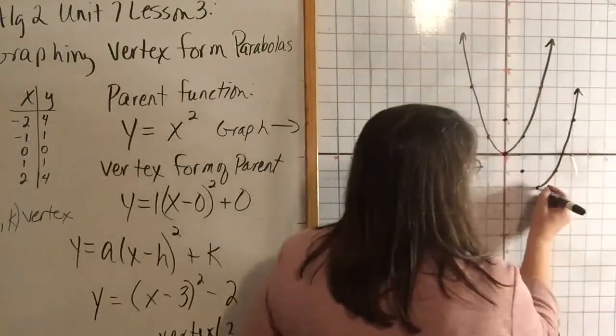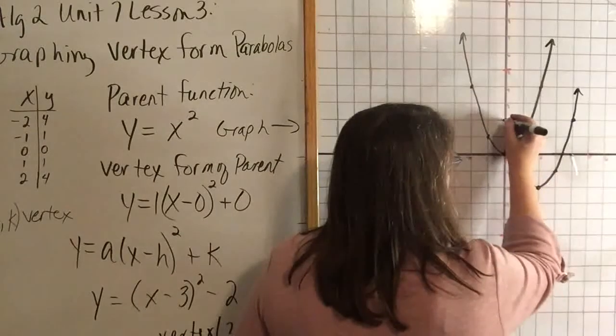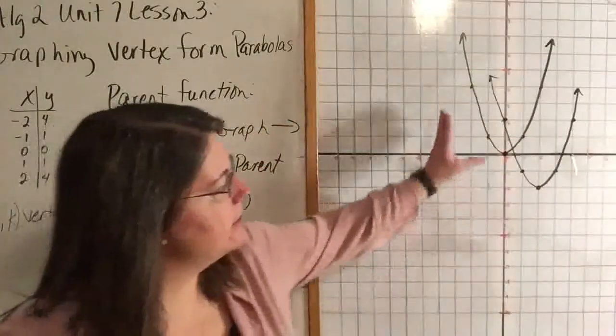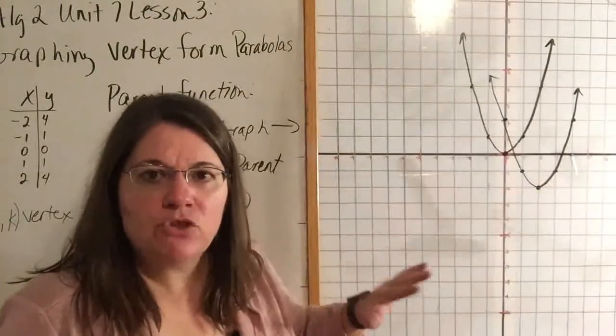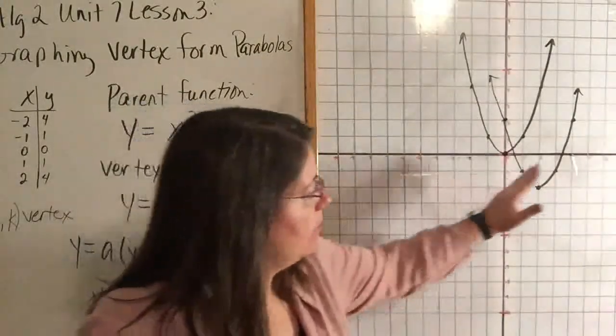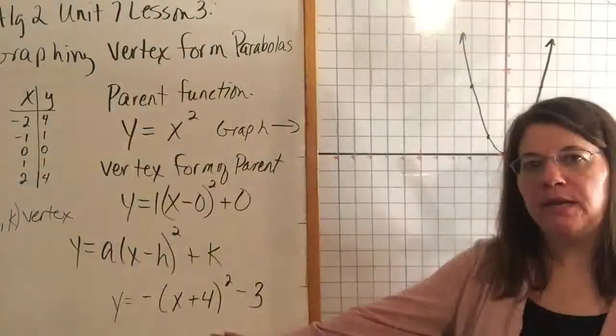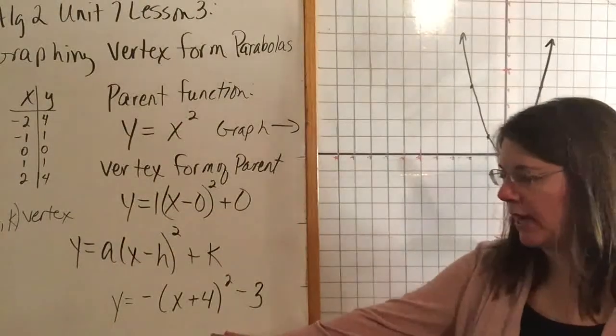transformed quadratic function. And you can see that it's the same thickness, the same width, it's just moved right 3, down 2. Here's another one that I'm going to graph.